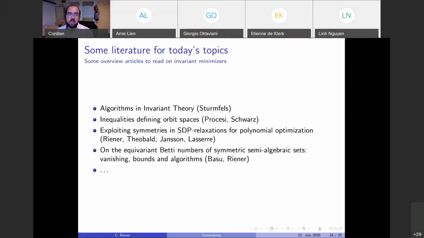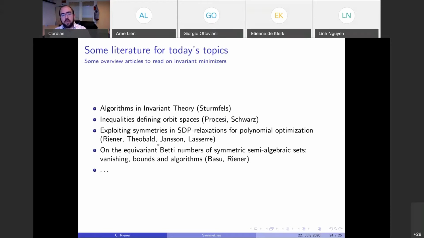Then I mentioned this result by Procesi and Schwarz. This appeared in this article, Defining Inequalities Defining Orbit Spaces. I also mentioned this possibility of reducing a symmetric, so invariant, optimization problem into an optimization problem over this geometric quotient. So this is also described in a little bit more detail in this article here.